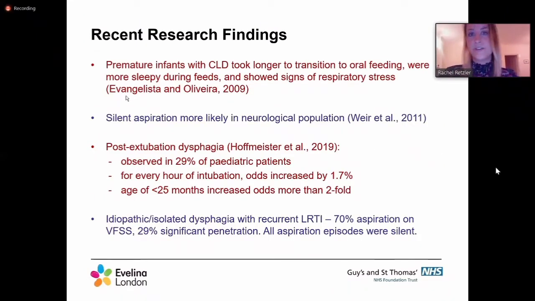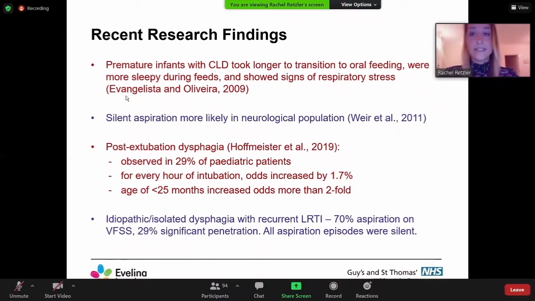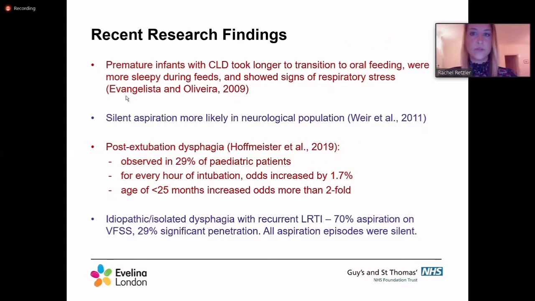Some recent research findings. There was a retrospective study in NICU in Rio de Janeiro, which comprised 18 newborns with bronchopulmonary dysplasia, while a second group was composed of 18 healthy newborns born between 29 and 32 weeks. In this study, it found that premature infants with chronic lung disease took longer to transition to oral feeding, were more sleepy during feeds, and showed signs of respiratory distress.